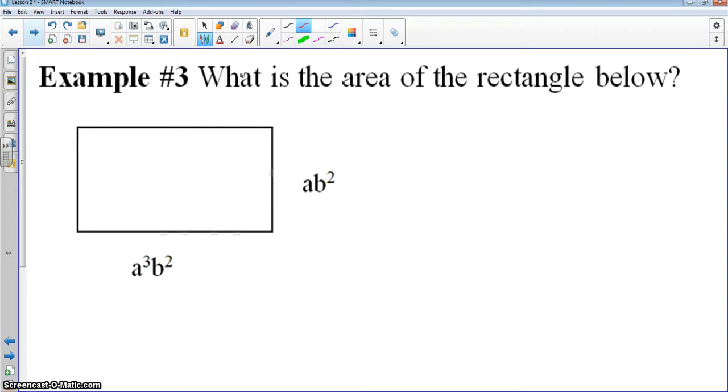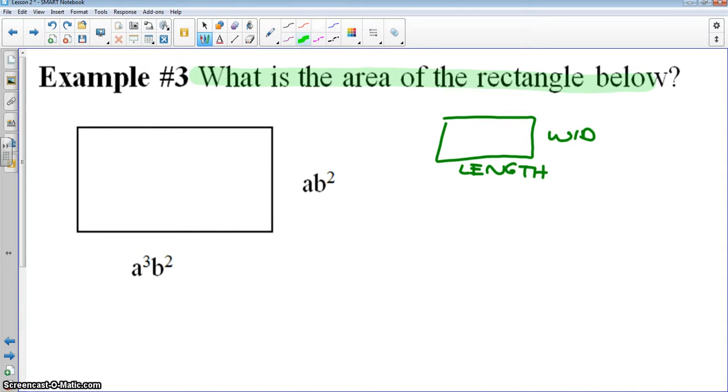All right, example 3. This one's a little tricky. What is the area of the rectangle below? Okay, this requires you to know how to find the area of a rectangle. Hopefully you know on a rectangle that this is the length and this is the width. And you should have been taught that the area is equal to the length times the width. That's it. You just have to multiply those.